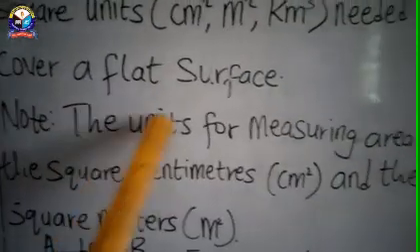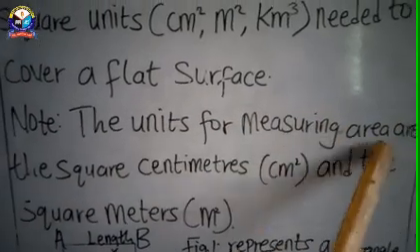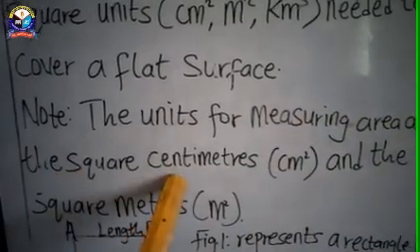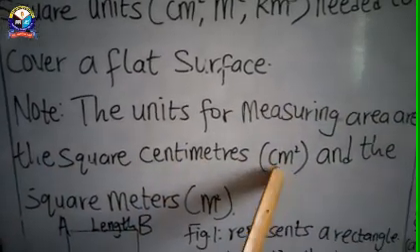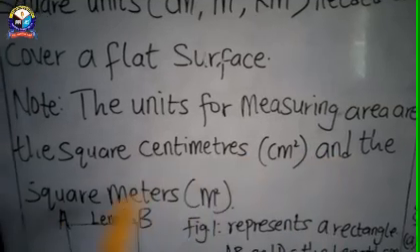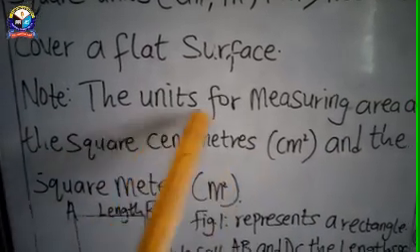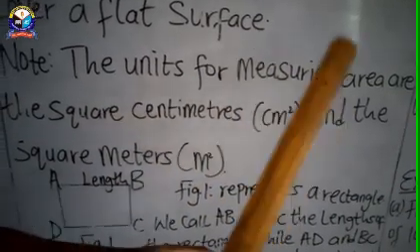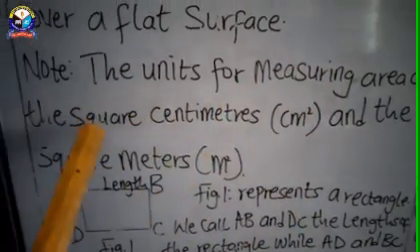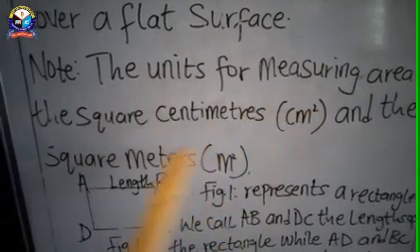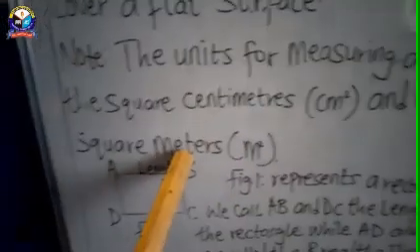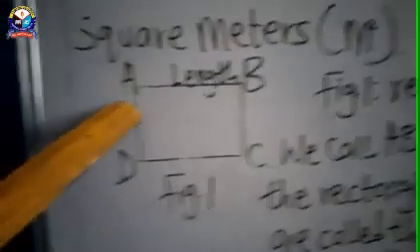Now, the units for measuring area are the square centimeters. You can also write it as cm square, and the square meters, m square. To measure area, you make use of your square centimeters and the square meters. Now take a look at the below diagram.